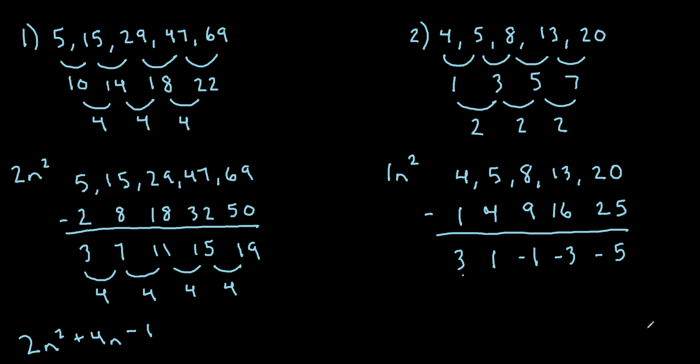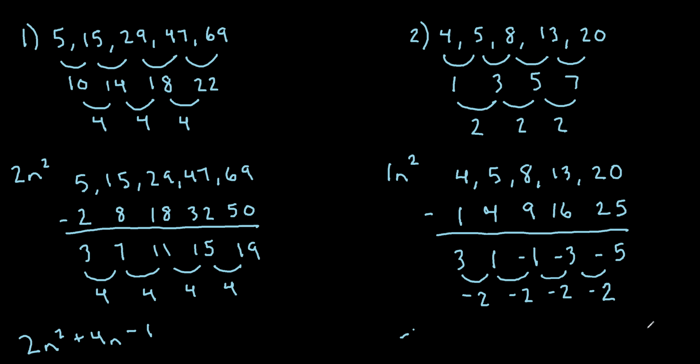So remember, the last step is we're just finding the differences between these numbers. So to go from 3 to 1, what do we need to do? We need to subtract 2. To go from 1 to negative 1, subtract 2 again. To go from negative 1 to negative 3, subtract 2. And to go from negative 3 to negative 5, subtract 2. So this number right here, this negative 2, will be the coefficient for the linear term in our equation.